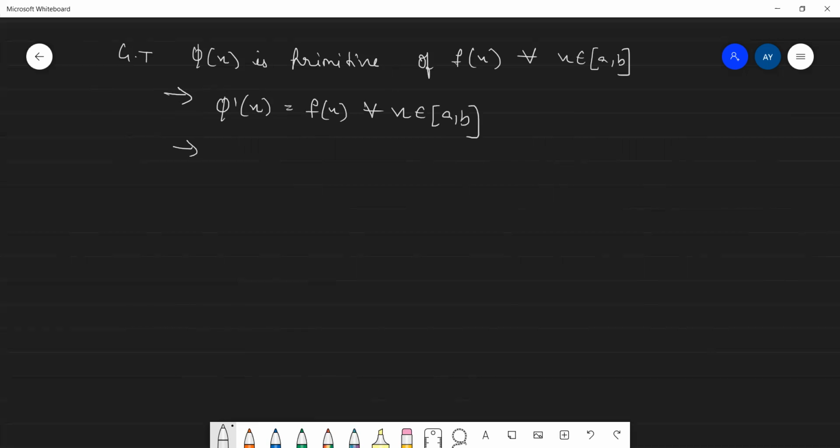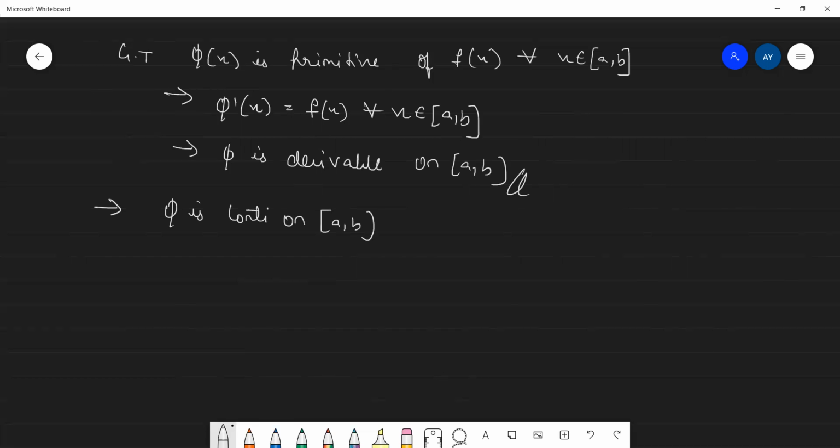And then as phi dash of x is equal to f of x, we can clearly tell that this phi is derivable. From the derivability condition, phi is derivable on the closed interval a, b. Till here we just proved it is derivable, and we also know that every derivable function is continuous, so we can tell phi is continuous on the closed interval a, b. As it is continuous on the closed interval a, b, it will also be continuous on the rth subinterval. So phi is continuous on xr minus 1, xr.